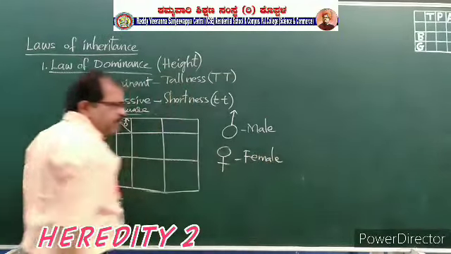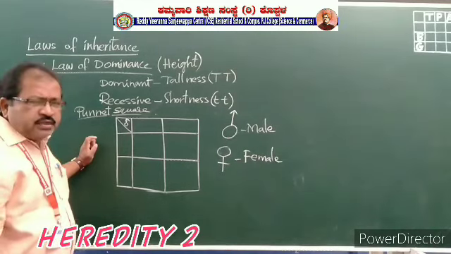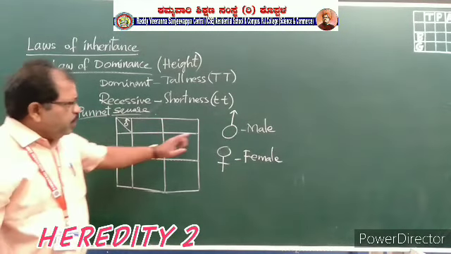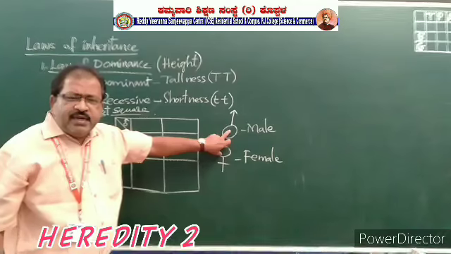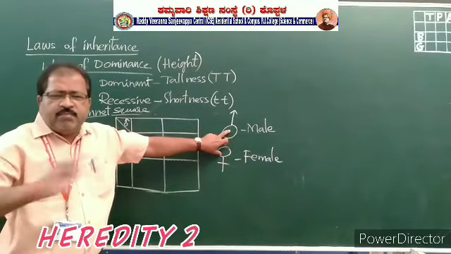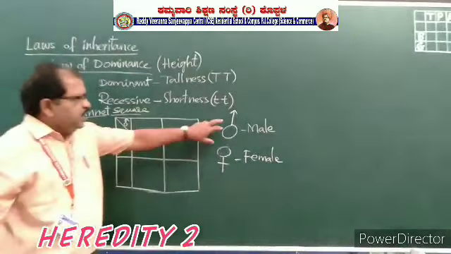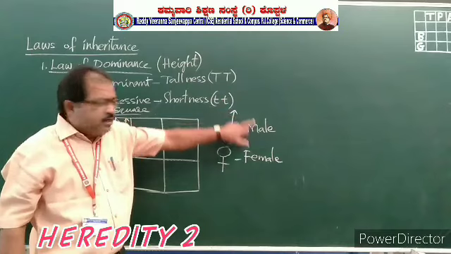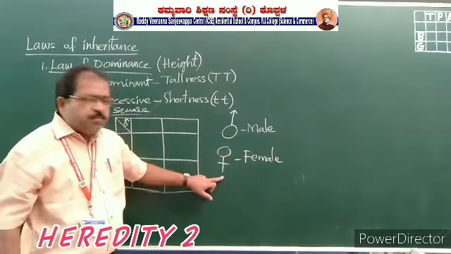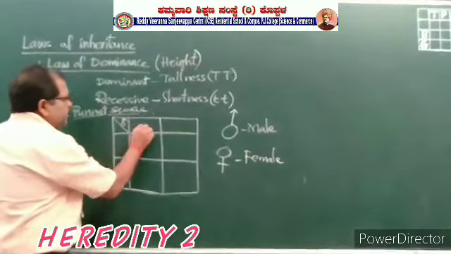So, in the inheritance and heredity lesson, or evolution lesson, or reproduction lesson, whatever it is, we indicate male and female with the symbols, not by writing male and female like that. Okay. So, you must remember this. A circle with an arrow mark in the upward direction is called male, and a circle with the plus mark below is called female. Okay. So, these are the male.